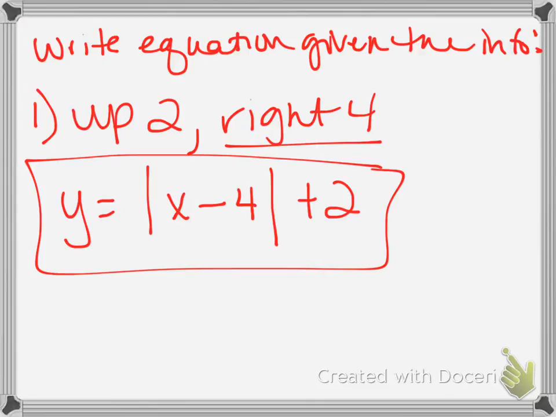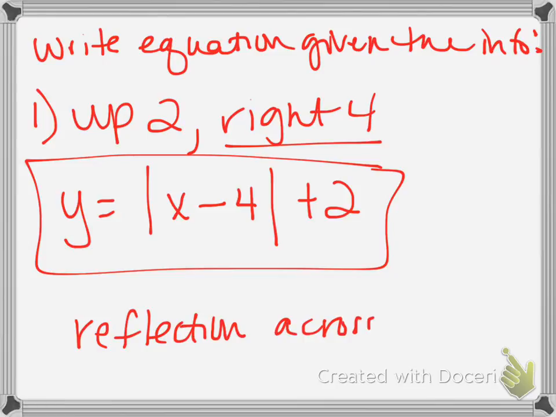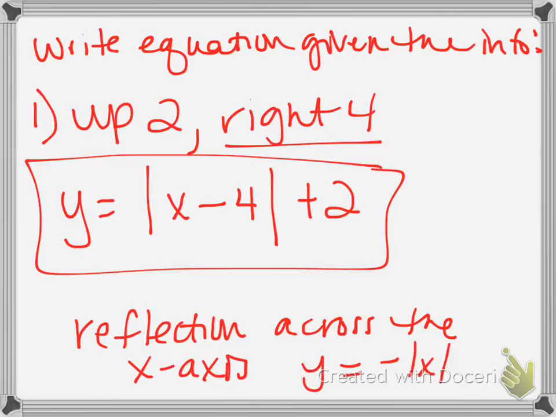It's awesome. The only difference would be if they said it is a reflection across the x-axis. Anytime that you see a reflection across the x-axis, that means it's going to be a negative absolute value of x. Okay, so keep that in mind. Anytime you might see that, that terminology is very important.